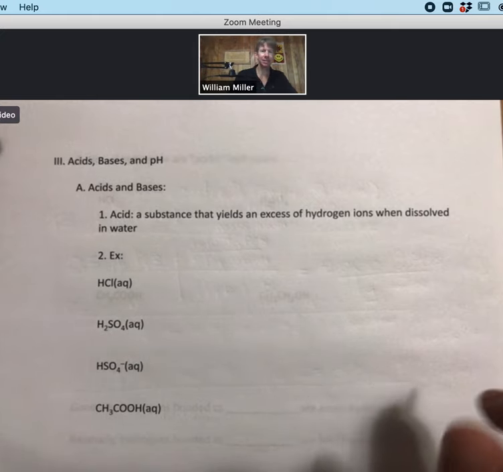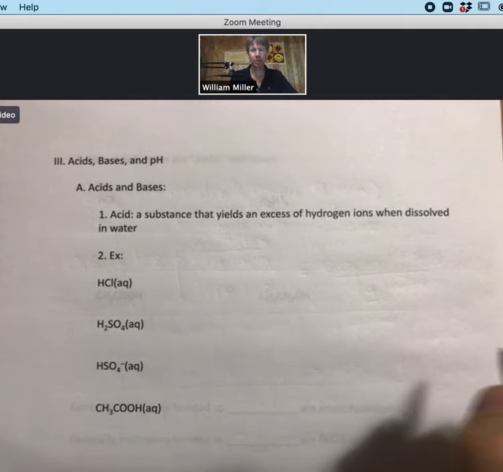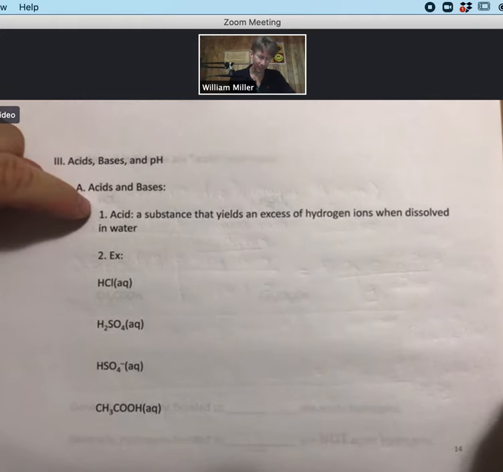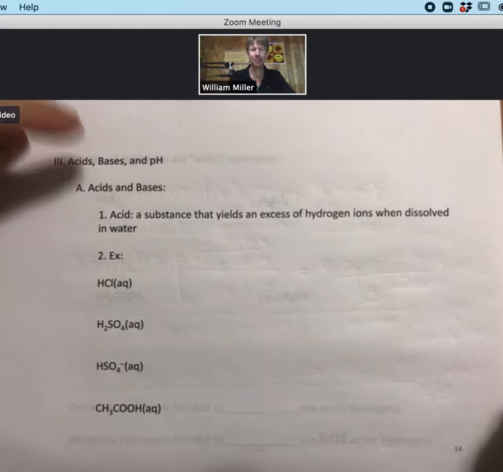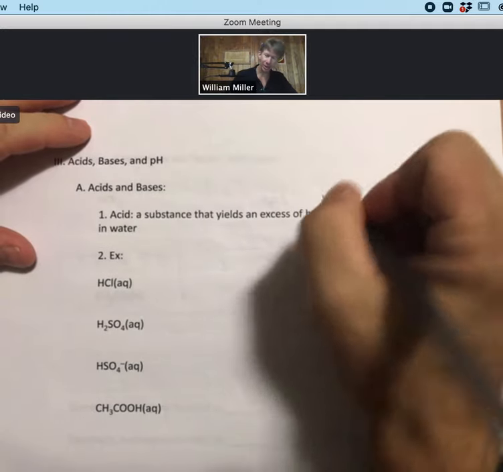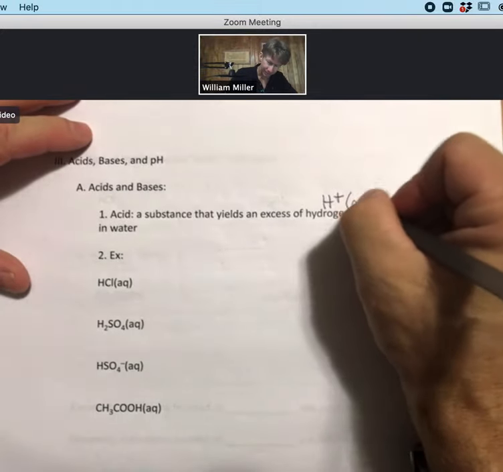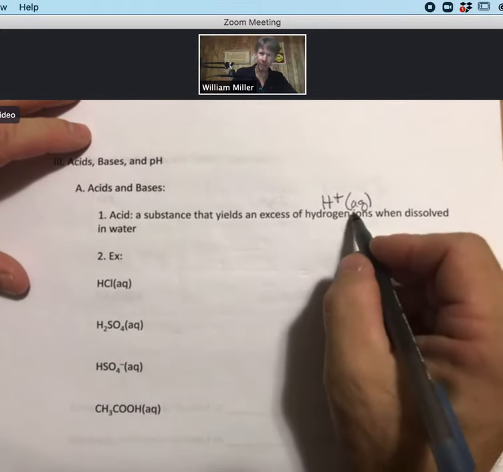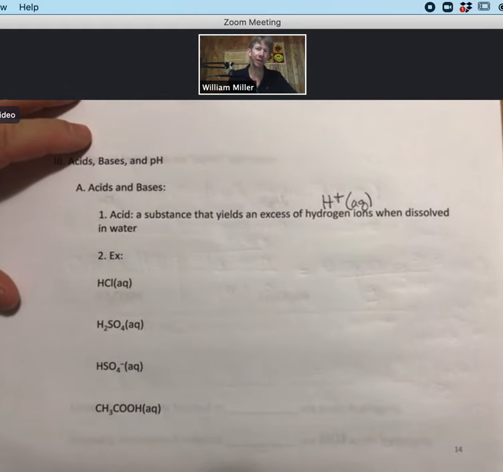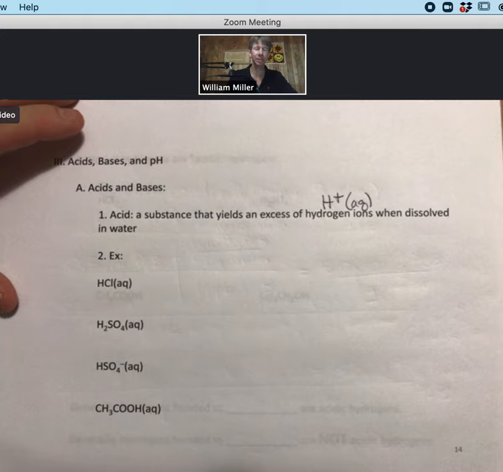Now let's talk about acids, bases, and pH. And we'll start by talking about acids and bases. Coffee, incidentally, is an acidic solution that has weak acids in it. Now, one definition of an acid is a substance that yields an excess of hydrogen ions, which are H+, and when dissolved in water means that those are H+ aqueous. So everything we're going to talk about for acids and bases will be in water. Water is the solvent.